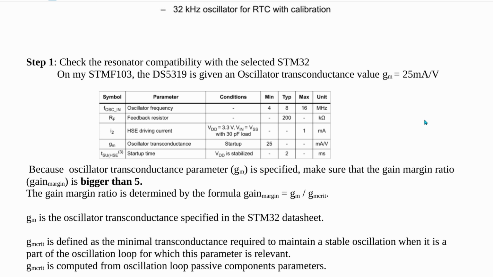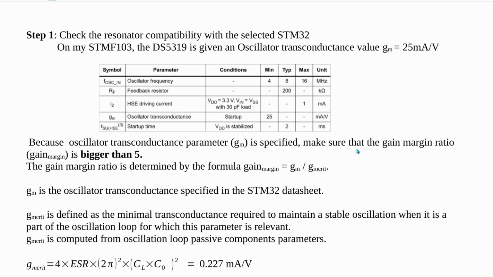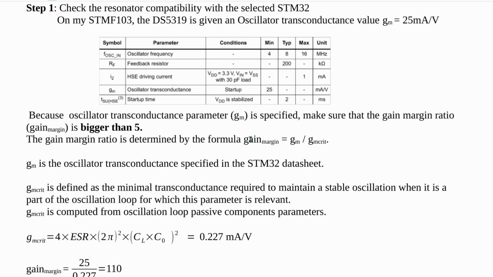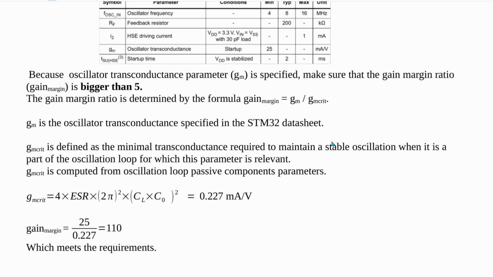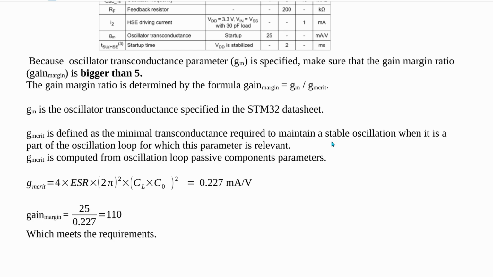At step 1, it is suggested to check the compatibility of the microcontroller with the selected quartz. The gain margin is determined by the formula gain margin equals GM divided by GM crit. GM is the oscillator transconductance specified in the STM32 datasheet. The GM crit is defined as the minimum transconductance required to maintain stable oscillations. GM crit is calculated by this formula.